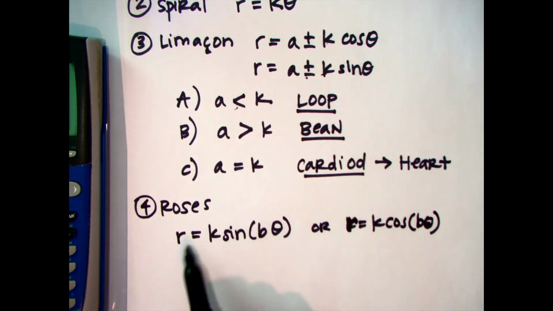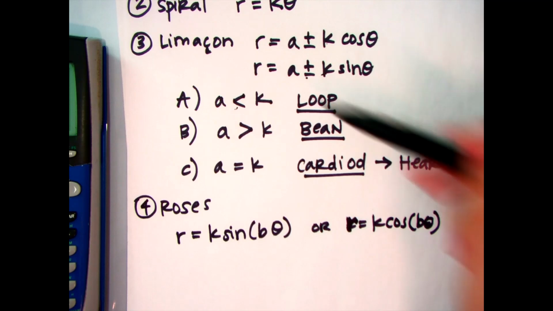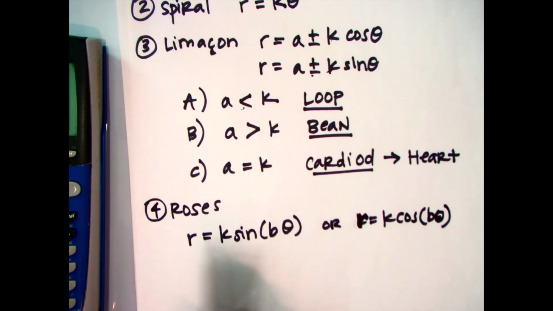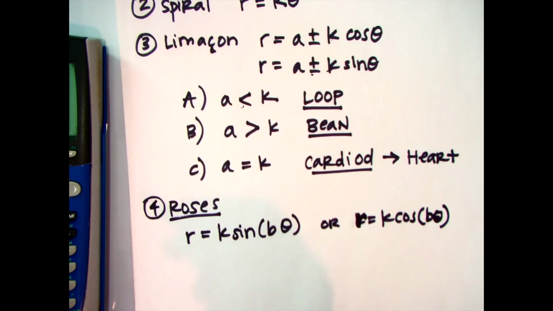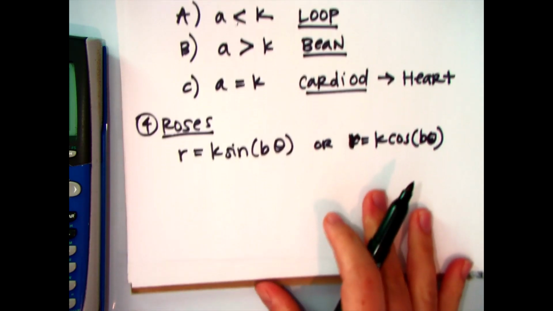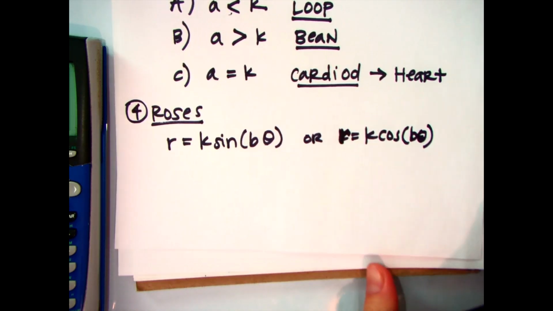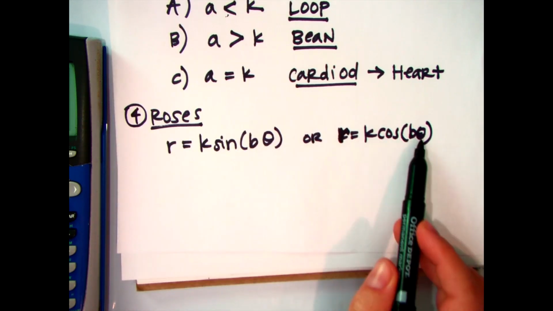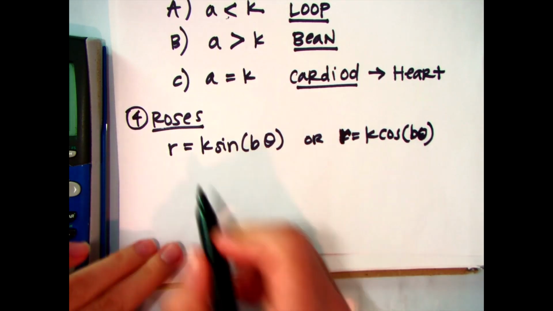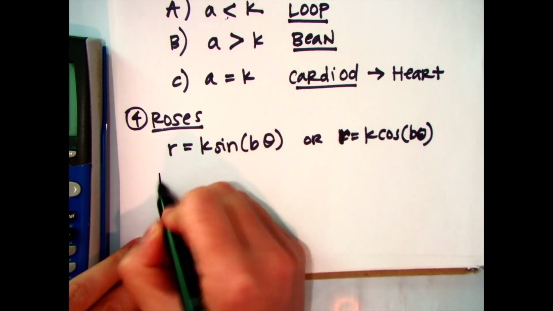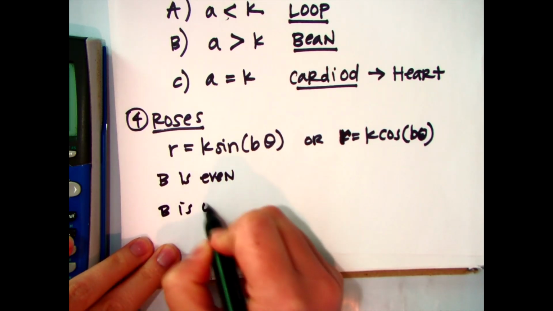The symmetry in these is a little bit harder to see. It's not necessarily as explicit as the rest of these. Roses are a type of flower, right? And flowers have petals. So when we get a polar equation that represents a rose, we can tell how many petals the rose is going to have based on one of these two parameters, k or b. B is the thing that controls it, but the rules are a little bit strange. It depends on if b is even or if b is odd.